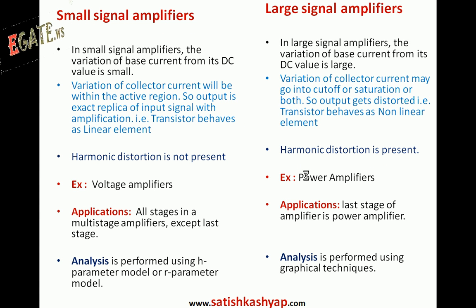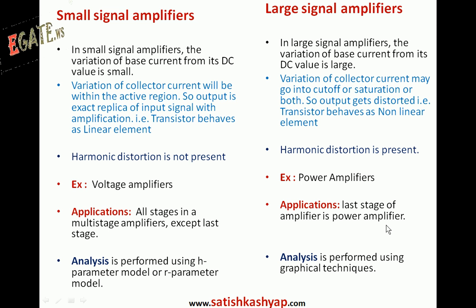Next, examples of small signal amplifiers are voltage amplifiers, whereas examples of large signal amplifiers are power amplifiers. Applications of small signal amplifiers: all stages in a multi-stage amplifier are called voltage amplifiers except the last stage. In a multi-stage amplifier, except the last stage, all stages are treated as small signal amplifiers, that is, all voltage amplifiers. Large signal amplifiers: the last stage of a multi-stage amplifier is always a power amplifier. Here please write it: the last stage of a multi-stage amplifier is always a power amplifier.